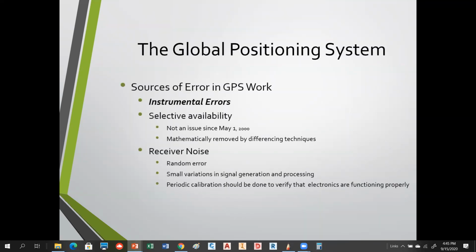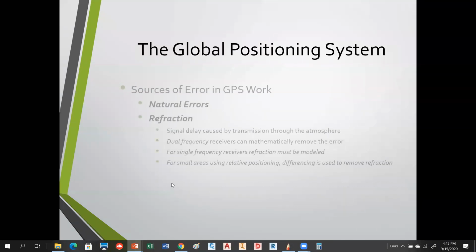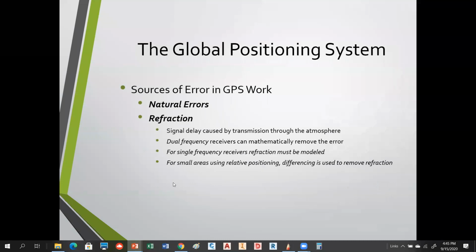Instrumental error: selective availability is really not something anymore. Sometimes with cheaper receivers, you get random error noise just in the signal processing. Natural errors: refraction, we already talked about that. That's your transmission through the atmosphere, and that can be resolved pretty easily.